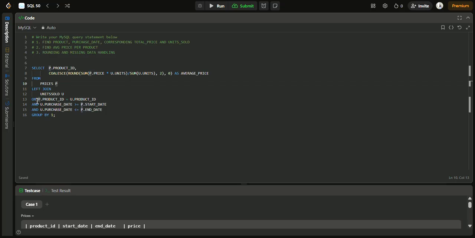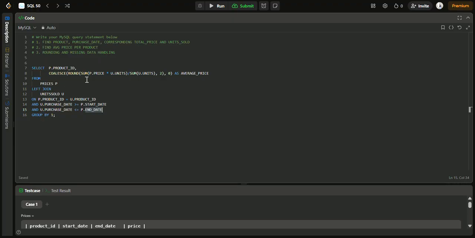After that, we are doing a few more things. First, we are matching the product ID from prices with the product ID of units sold. Of course, we have to do that to make sure that we are looking at the same product at the same time. We are also checking the purchase date, which has to be greater than or equal to start date and less than or equal to end date to make sure that it is falling inside that time duration. And after that, we are grouping by one. Grouping by one means grouping by the product.